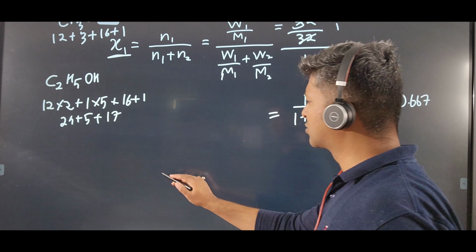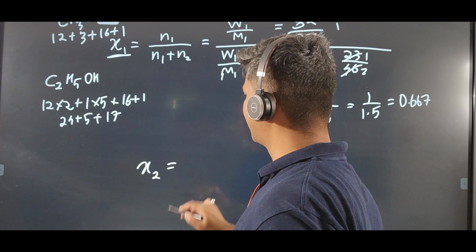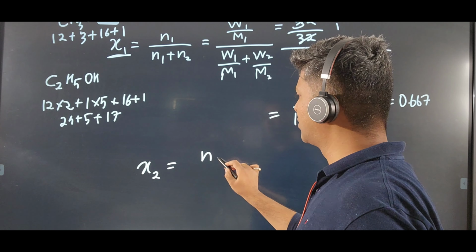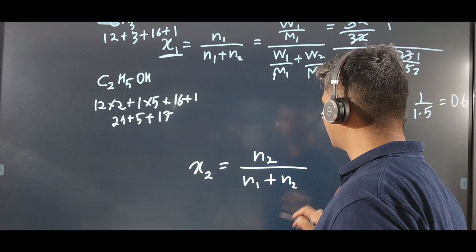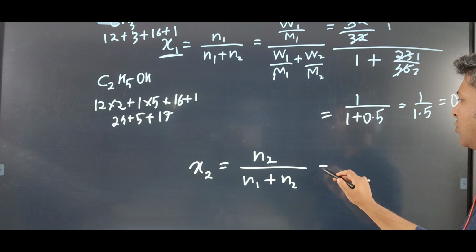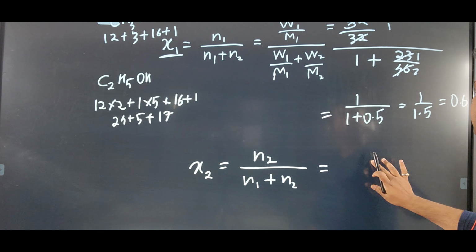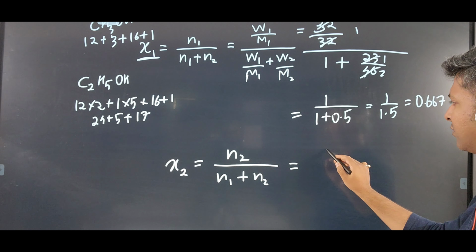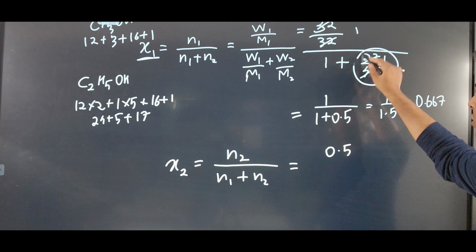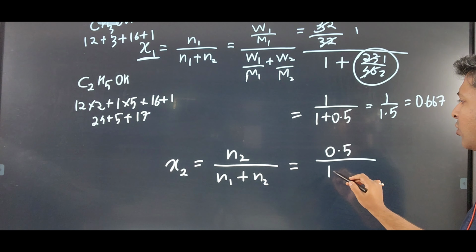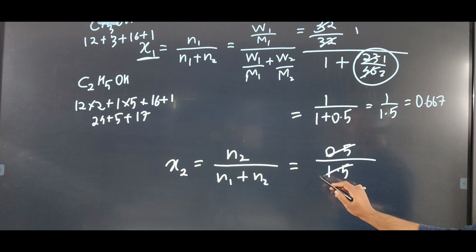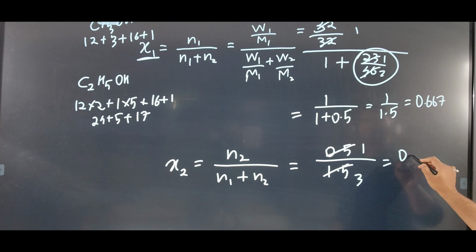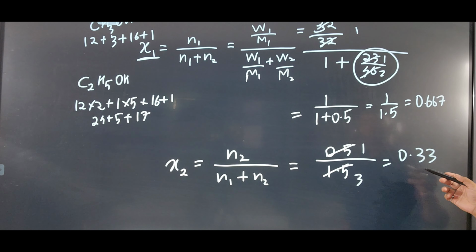Let's do the same thing for x2. x2 is equal to n2 upon n1 plus n2. How much is n2? We have just found out n2 is 0.5. So 0.5 upon the total number of moles, which is 1.5. 0.5 into 3 is 1.5, so 1 by 3, the answer is 0.333. So this is the x2 value.